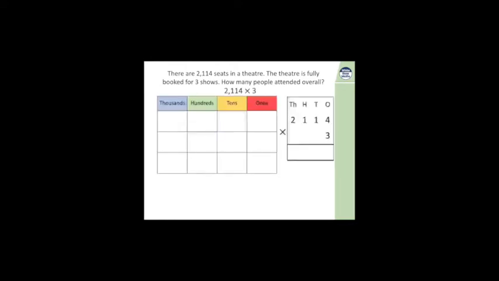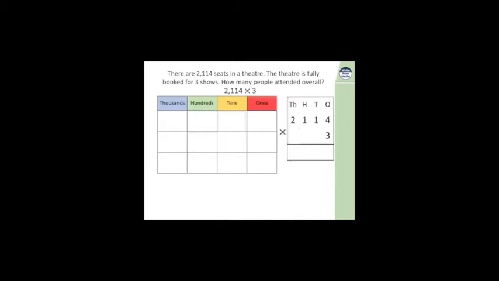There are 2,114 seats in a theatre. The theatre is fully booked for 3 shows. How many people attended overall? So you might be thinking about our calculation here. Have a think. Did you get it? We need to work out 2,114 multiplied by 3.